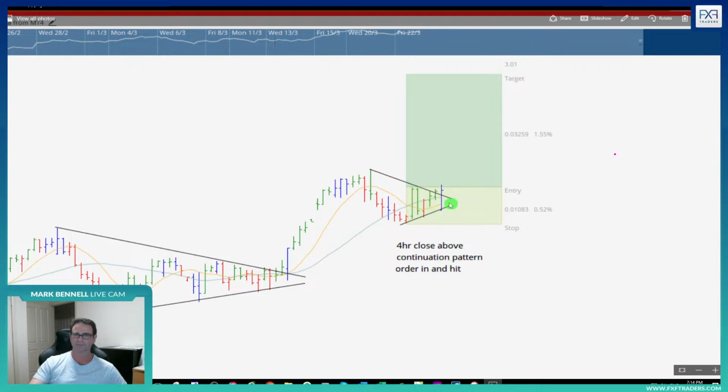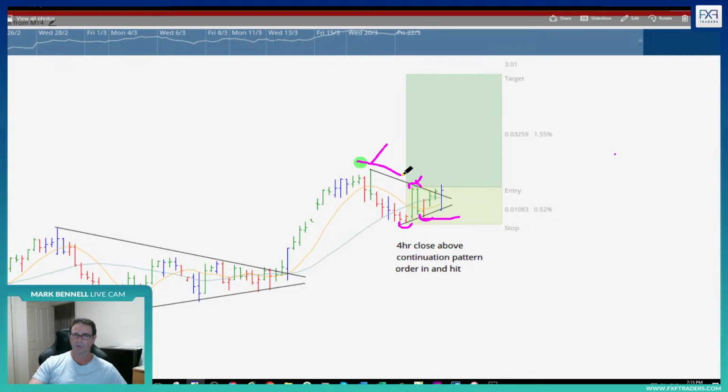Order in and hit. So you can see he's got the pop through here. Nice big bar here. Order above that. We've got a quick rejection here, but then back again. So he's got that correct. We've got the swing here. Yes, we've got a swing there, so that's a valid swing. Yeah, so we've got valid swings in there.